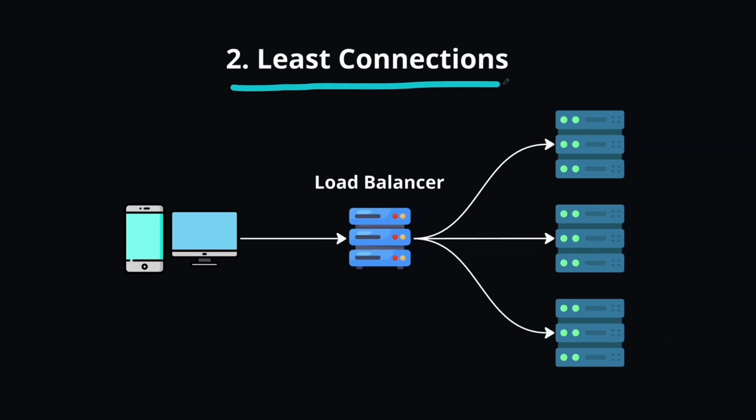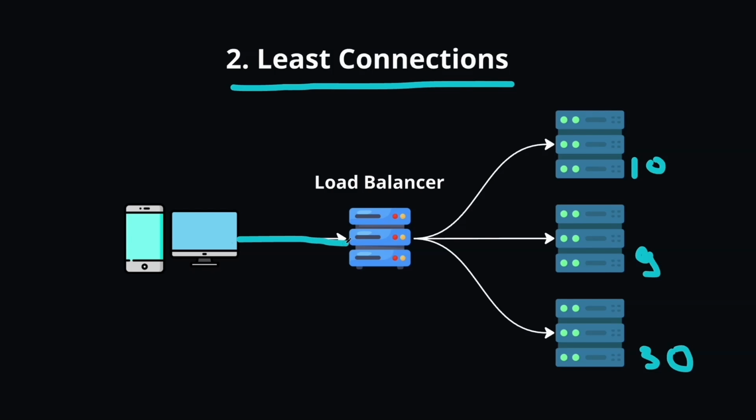Next option is the least connections algorithm. It directs traffic to the server with the fewest active connections. For example, if we have 10 active connections on server 1, we have 9 active connections on server 2, and we have 30 active connections on server 3.